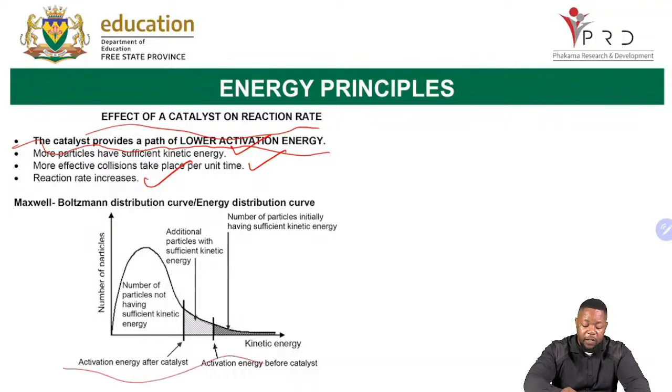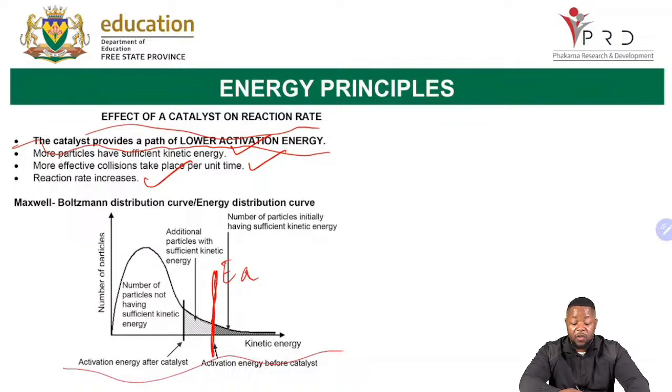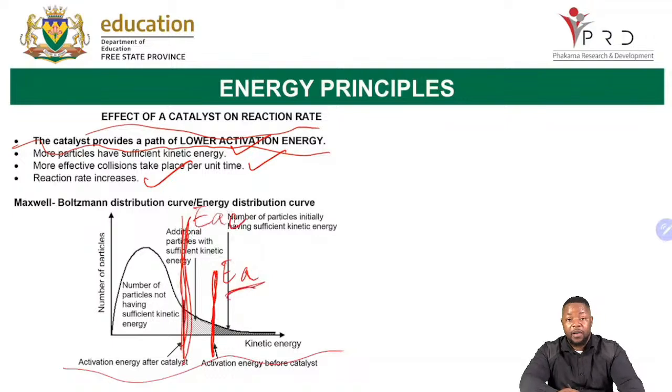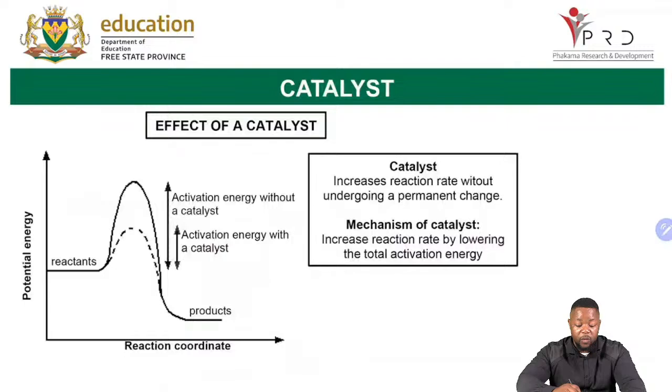How do we show the addition of a catalyst on the Maxwell and Boltzmann distribution curve? The first line here is the line of activation energy if a catalyst is not there. With the addition of a catalyst, this line is shifted to the left. So this is the activation energy when a catalyst is added, and this is the activation energy line when there is no catalyst. That is very important as we revise.